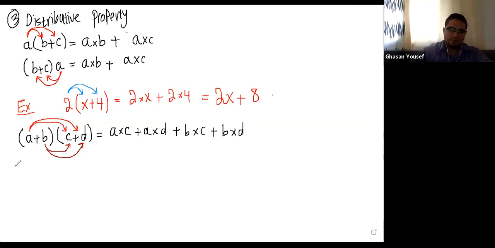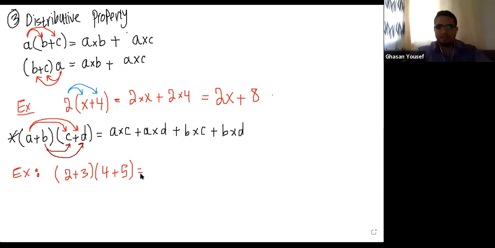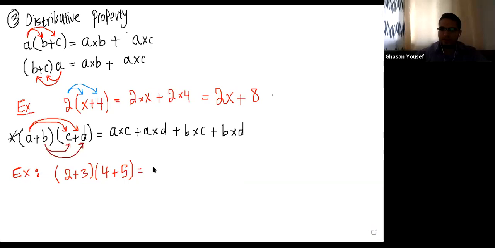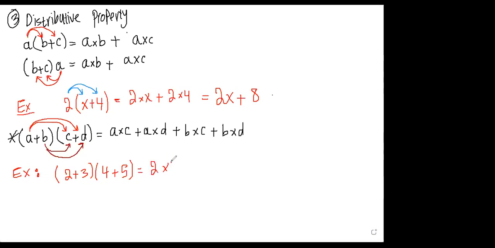So an example for this one here. Suppose I have (2 plus 3) times (4 plus 5). Who will do this one? 2 plus 3 times 4 plus 5. Okay, so 2 times 4, plus 2 times 5, plus 3 times 4, plus 3 times 5.